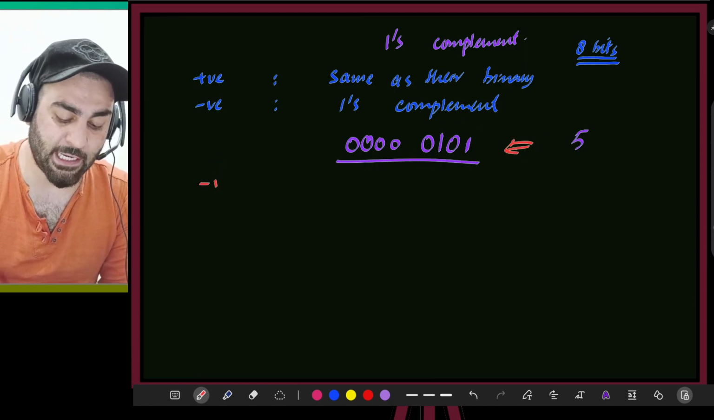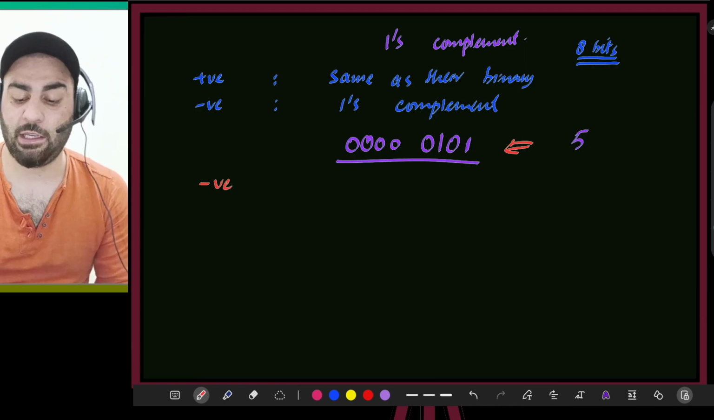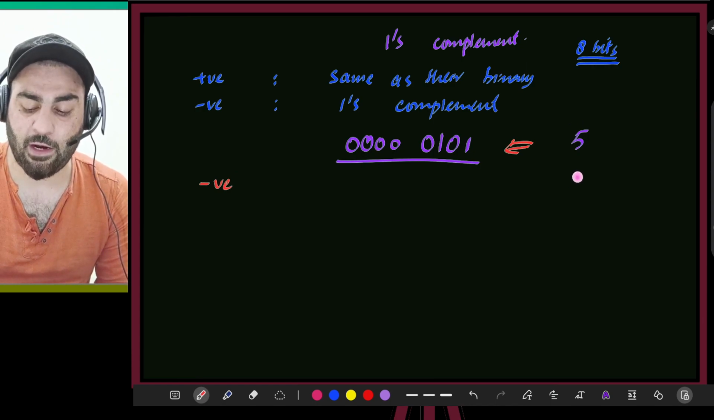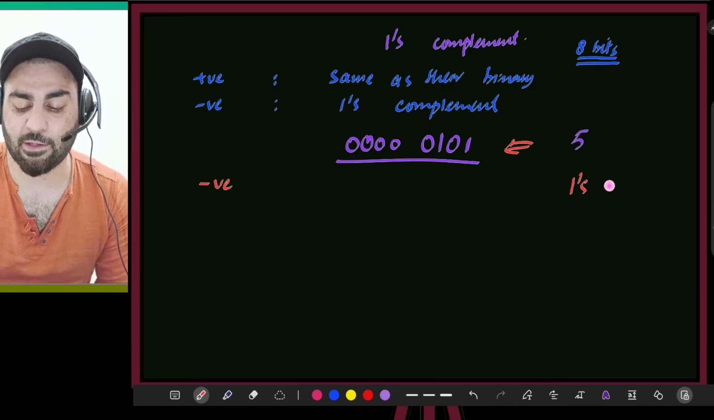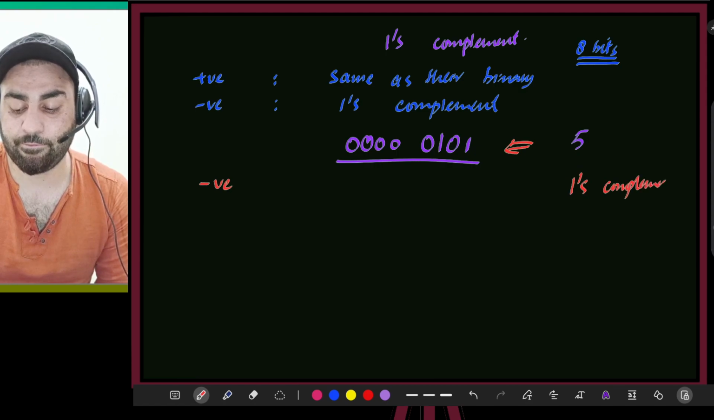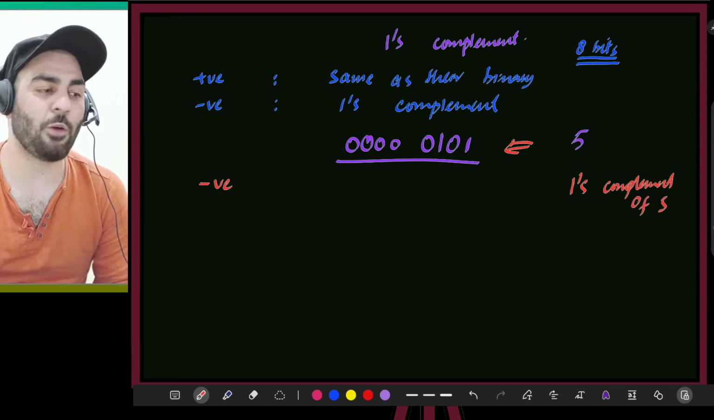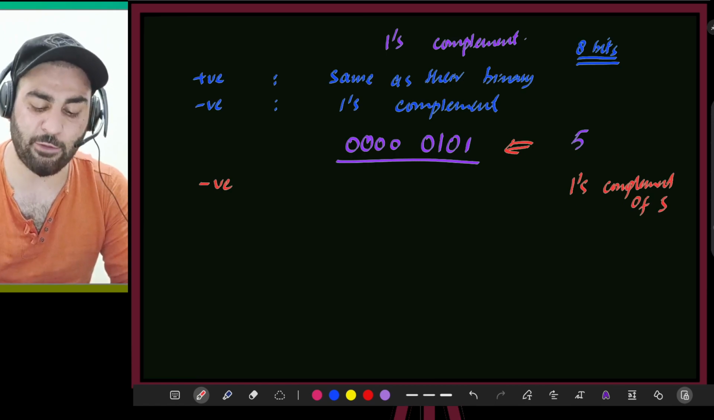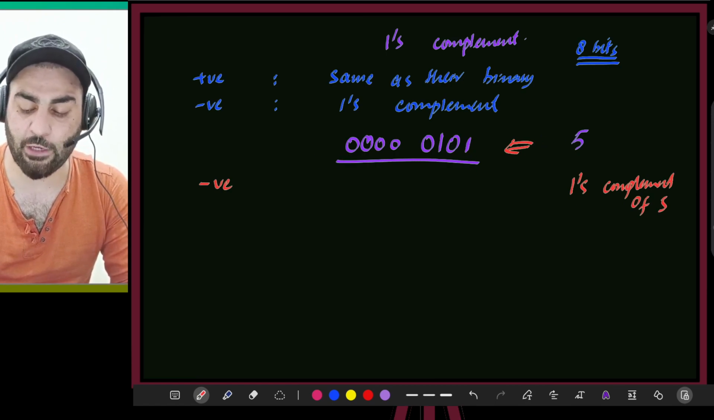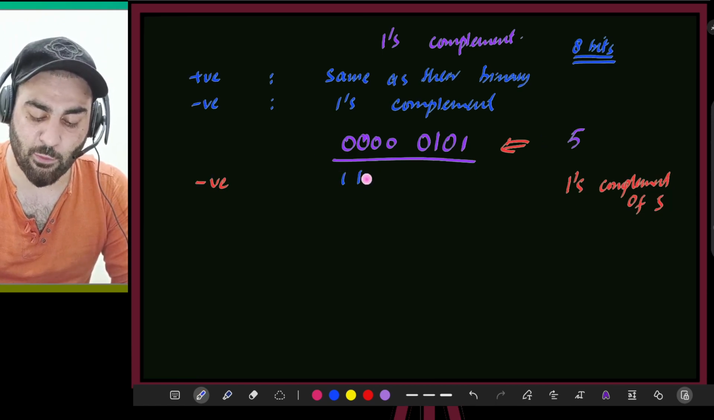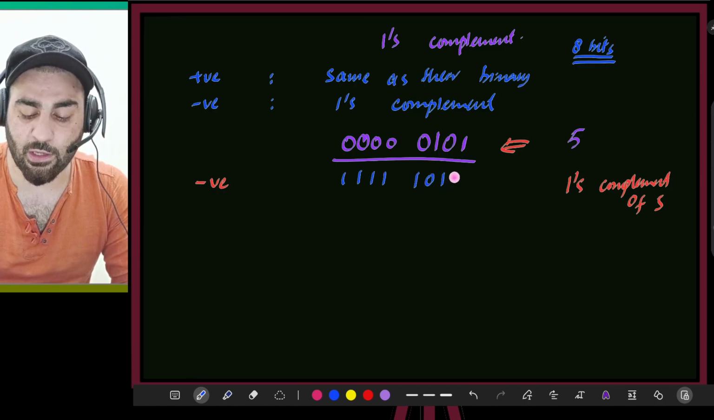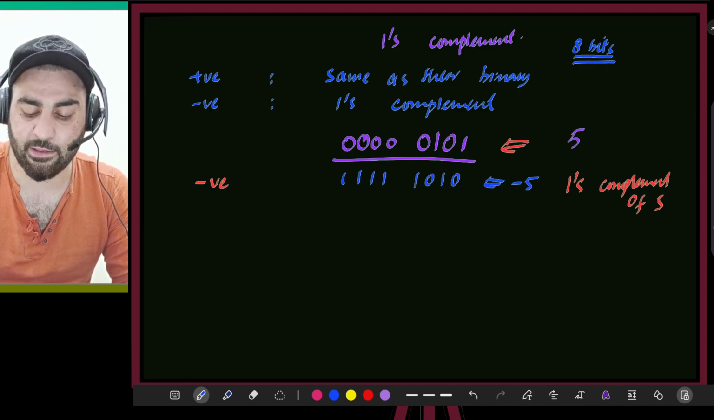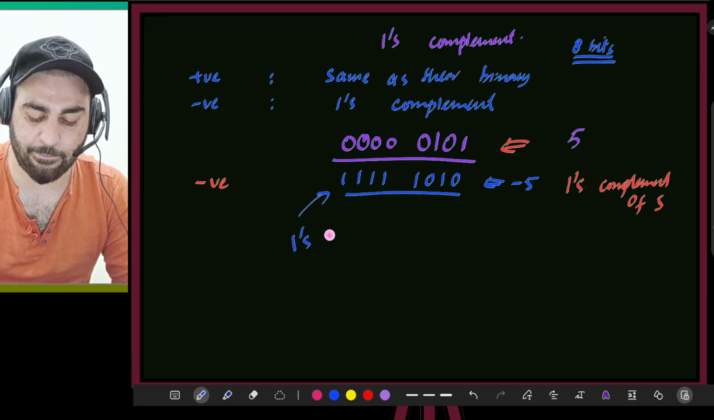But if it is a negative number, what you will do is you will basically use the one's complement of this 5, the one's complement of 5. So what is this one's complement? Basically you will just flip the bits, you invert all the bits. So if this is 5, if you invert the bits, it will become minus 5: 1 1 1 1 1 0 1 0. So this is minus 5. This is one's complement.